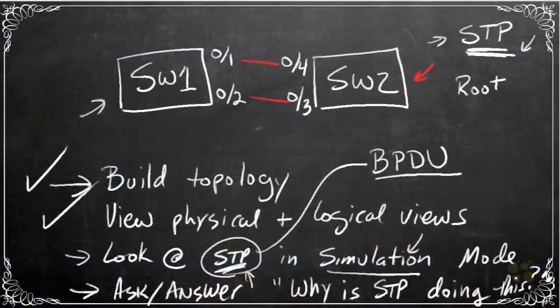So let's take a quick look at our checklist here. We built the topology, we viewed the physical and logical views, we looked in simulation mode at the traffic regarding Spanning Tree, including the BPDU information, and each of those elements, using simulation mode, looking at the physical view, being able to build topologies, are abilities and capabilities that we now have as a result of going through these videos together. So I want to thank you for joining me in this journey through the world of Packet Tracer.